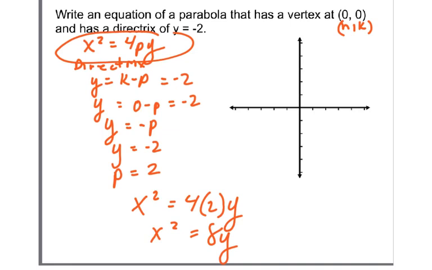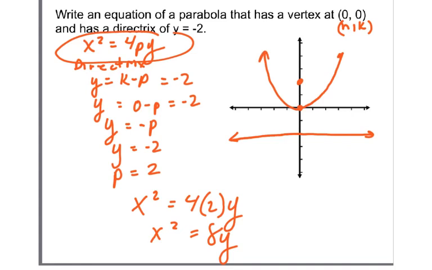Our vertex is 0, 0. Our focus, of course, is just going to be 0, 2. Because our directrix is negative 2, so it has to be on the opposite side of that. Same distance away. So if we have y equals negative 2 as our directrix, then we have to have a 0, 2 for our focus. Not super close together, so when we open this up, it shouldn't be super narrow, and it ends up looking something like that.